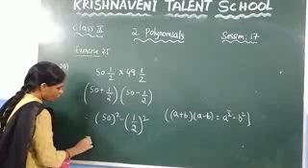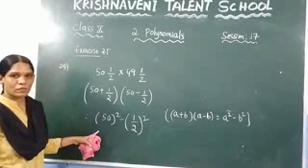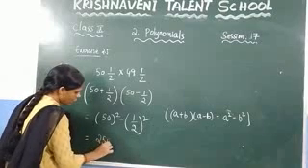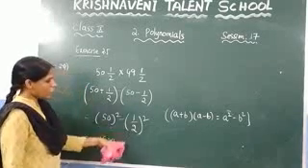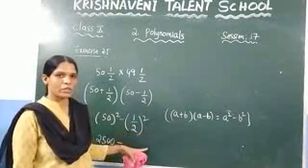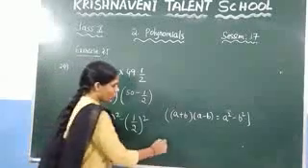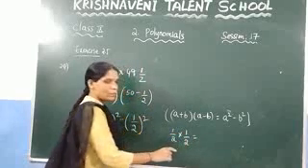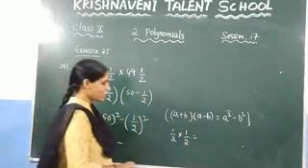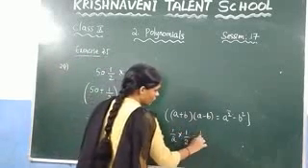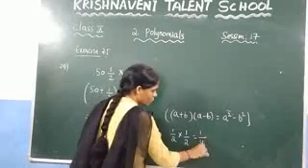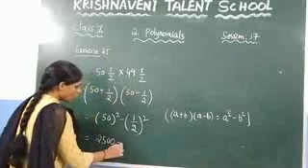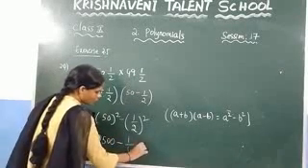What is the meaning of 50 square? You need to multiply 50 two times. So 50 into 50 is 2500, minus 1 by 2 multiplied two times. 1 by 2 into 1 by 2 is 1 by 4. How do you multiply? Just multiply the numerators and multiply the denominators. 1 into 1 is 1, and 2 into 2 is 4. So 1 by 2 whole square is 1 by 4.